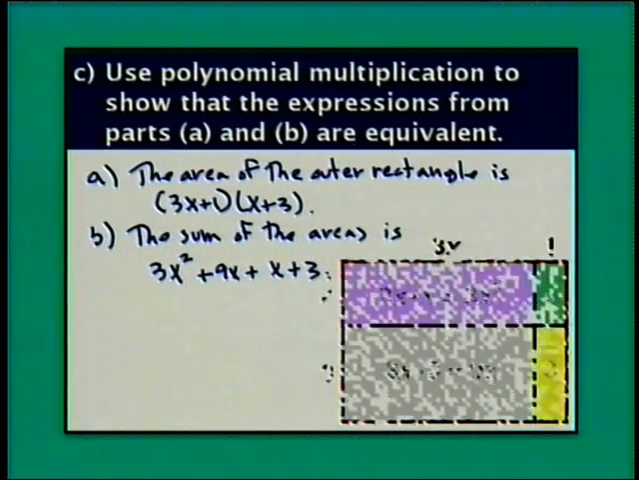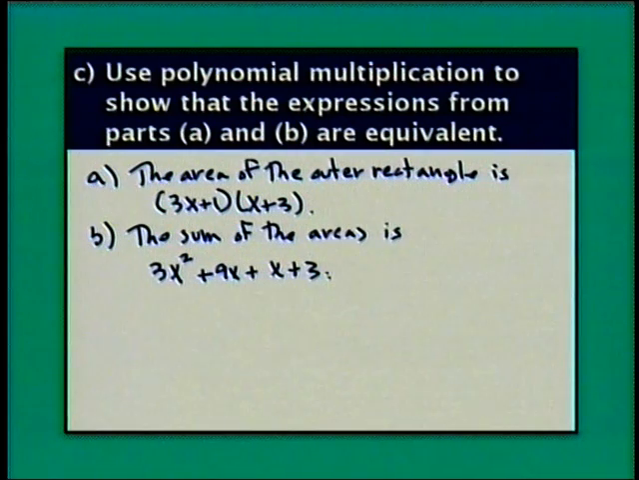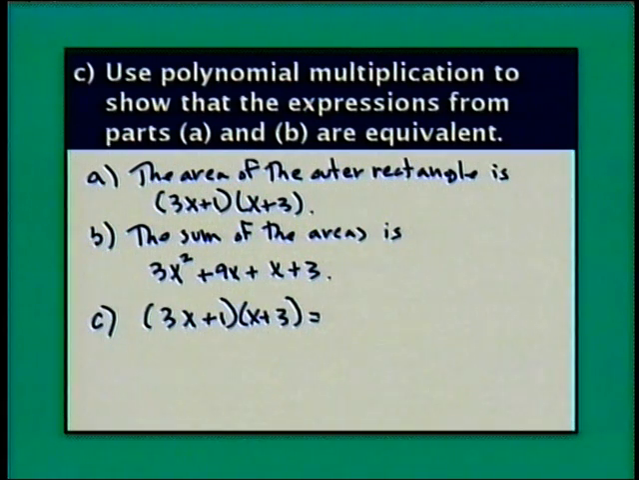Finally, we're asked to use polynomial multiplication to show that the expressions from these two parts are equivalent. Well, let's start with the product of the two binomials. Finding the product of the first terms, we get 3x squared. Finding the product of the outside terms, we get 9x. Finding the product of the inside terms, that's 1x. And finding the product of the last terms, that's 3. Notice the geometry is showing us that these two areas are equivalent, and the algebra is showing us that these two algebraic expressions are equivalent.